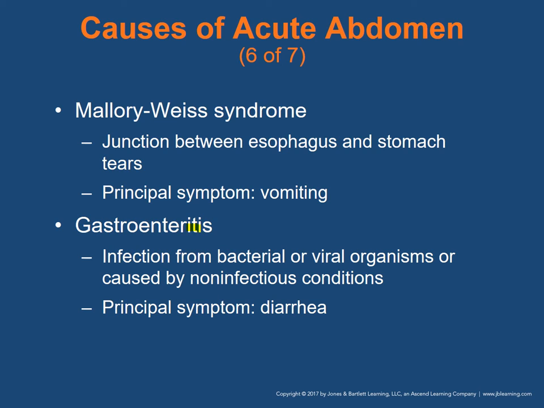Gastroenteritis. Itis means inflammation subsequent to an infection of the gastrointestinal system. So it's defined as an infection from bacterial or viral organisms, or caused by non-infectious conditions, such as maybe blood that leaks into the abdominal cavity and starts to irritate the visceral lining, that tissue that lines the actual organs in the abdomen.